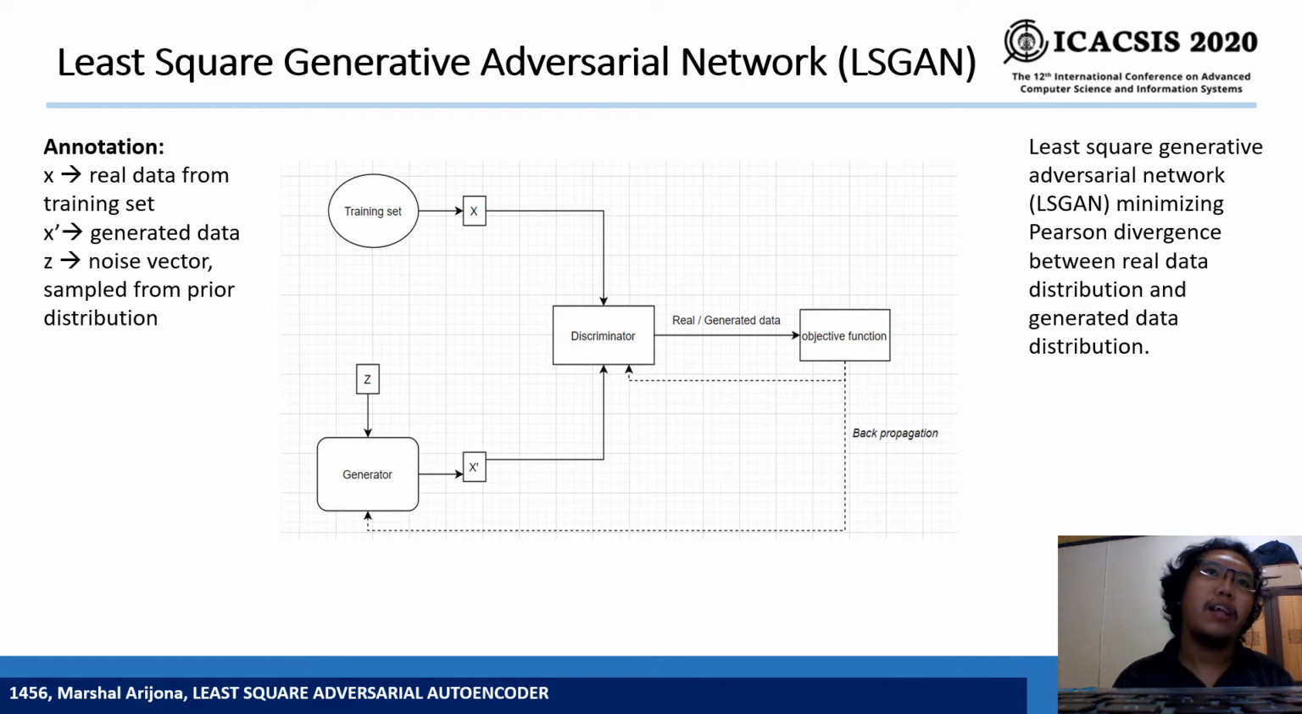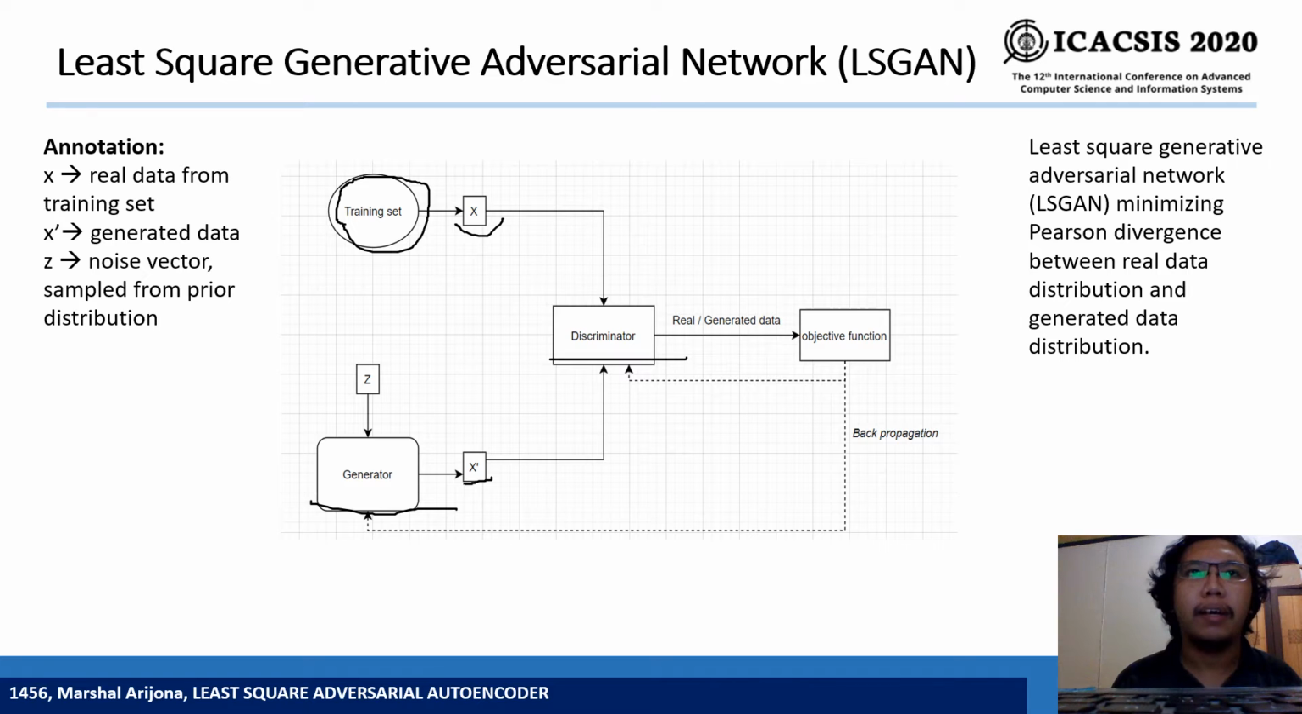Okay, now I will talk about the least square generative adversarial network, also known as LSGAN. Generally, a generative adversarial network is a deep learning network that consists of two main networks. It is called the generator network and the discriminator network. The generator network will try to produce data, which we call x-hat, that is similar to the data x, data that came from the training set or from the real data distribution.